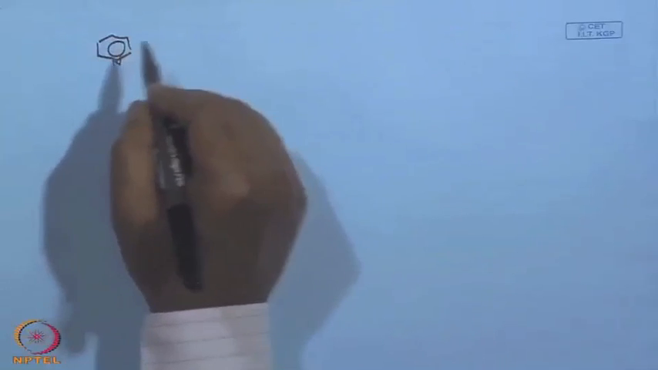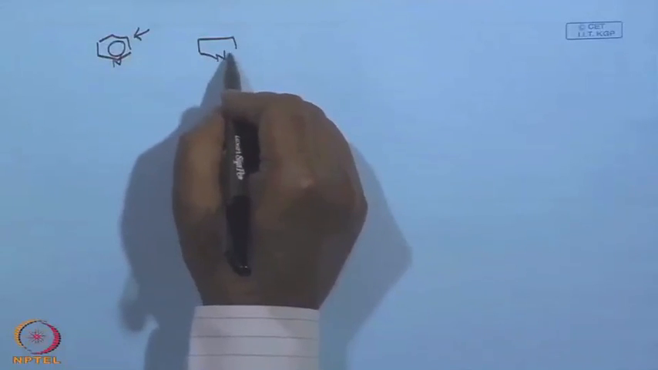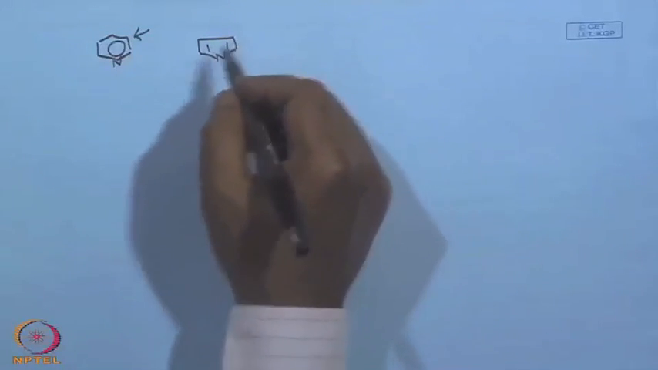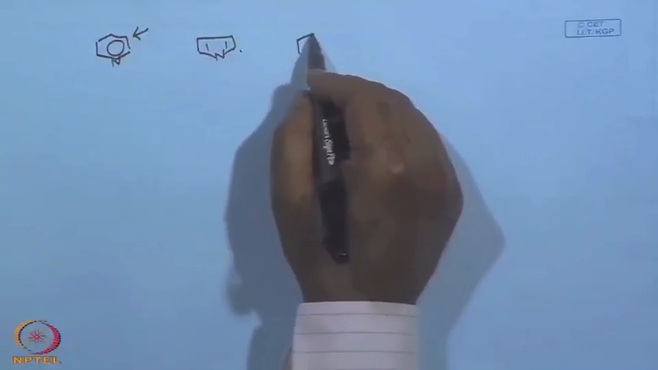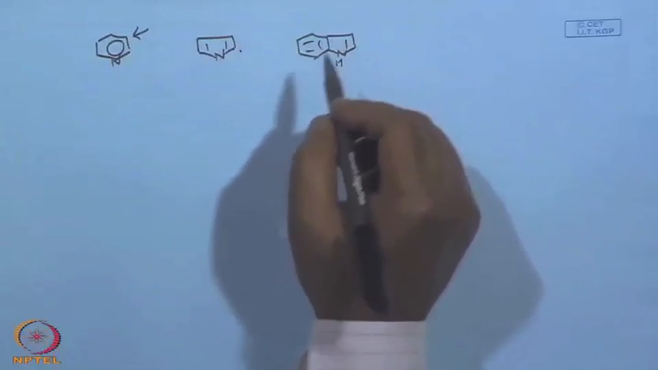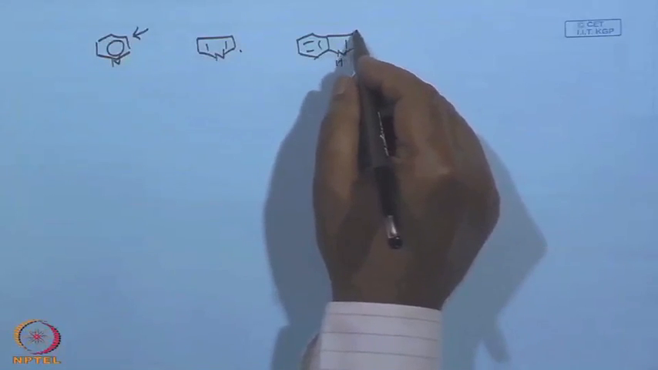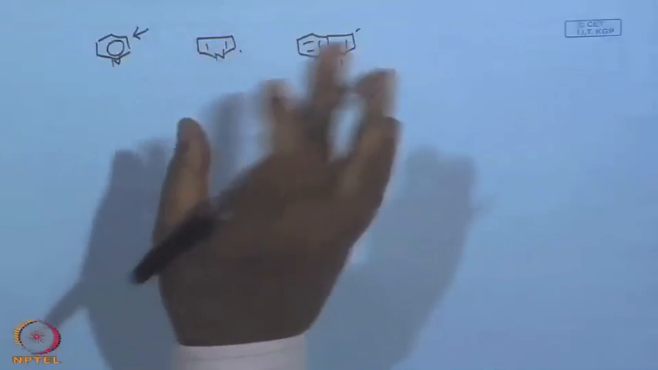So, if you have pyridine, the electrophilic substitution takes place at the three position, and if you have pyrrole and indole, etcetera, the 5-membered azole systems, then the reaction takes place at the 2 position, right. And if you have indole, 5 and 6 fused together, it is the 3 position. So, all of us know that. That means because of the nitrogen, the positions of the electrophilic and nucleophilic centers change. Okay.